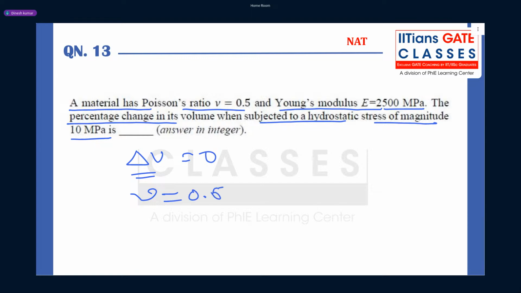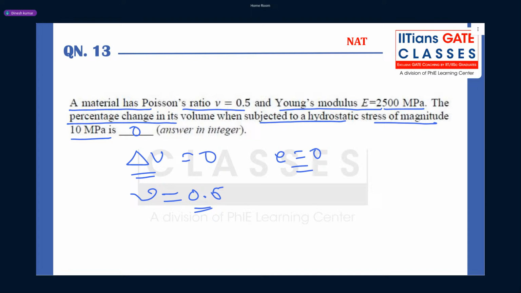That means this is a perfectly incompressible solid. So guys, for a perfectly incompressible solid, there is no change in volume. You can check also: if you try to find the volumetric strain, you will get 0. So the answer is 0.